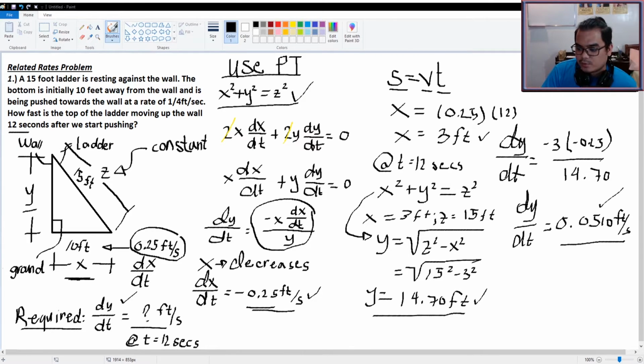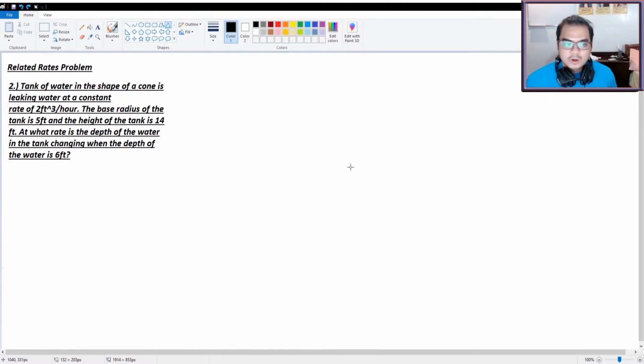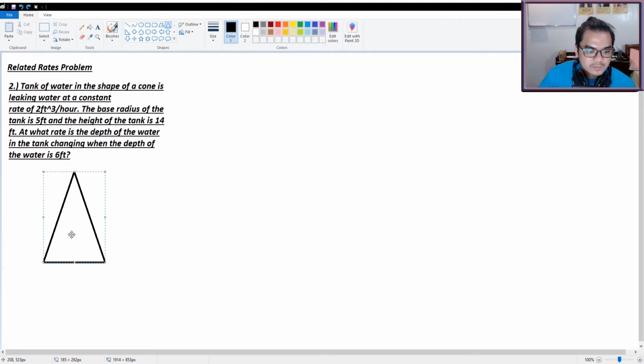Okay, so let's move on to number 2. We have here the second problem. A tank of water in the shape of a cone is leaking water at a constant rate of 2 cubic feet per hour. The base radius of the tank is 5 feet and the height of the tank is 14 feet. At what rate is the depth of the water in the tank changing when the depth of the water is 6 feet? If that is a cone, it will look something like this. But I must rotate this one. There you go.